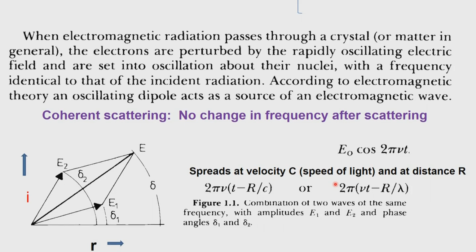Right. So, how is the whole thing done? This is the whole logic of how this has been carried out. Let us go through it very slowly and systematically. When electromagnetic radiation passes through a crystal, we are sending electromagnetic radiation, and we know it is X-rays. So, X-rays are falling on the crystal or matter in general.